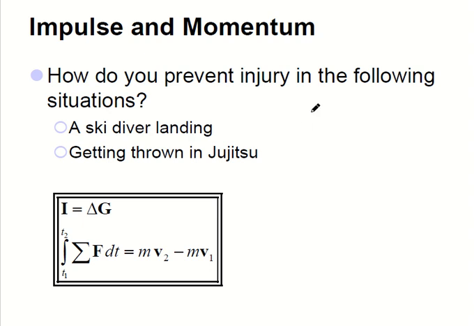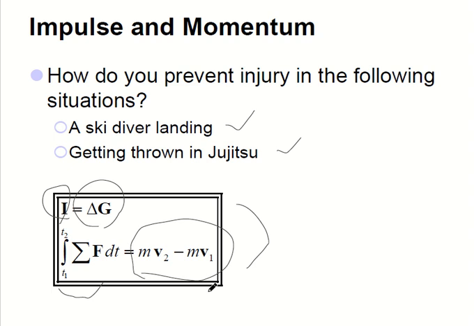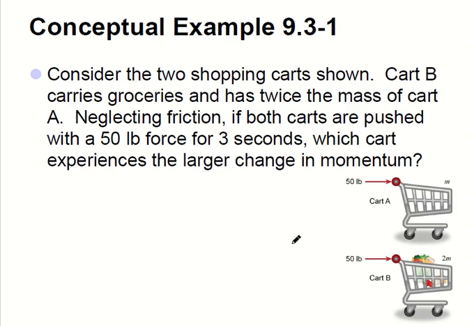How do you prevent injury in the following situation? You have a skydiver landing, and you have someone getting thrown in jujitsu. These are both activities using a lot of force. So we can use impulse, which is a change in momentum. If we play with that, we can prevent injury of the skydiver landing, and also prevent injury from getting thrown in jujitsu. So here you're going to take the initial momentum from the final momentum, and you're going to get the resultant momentum.